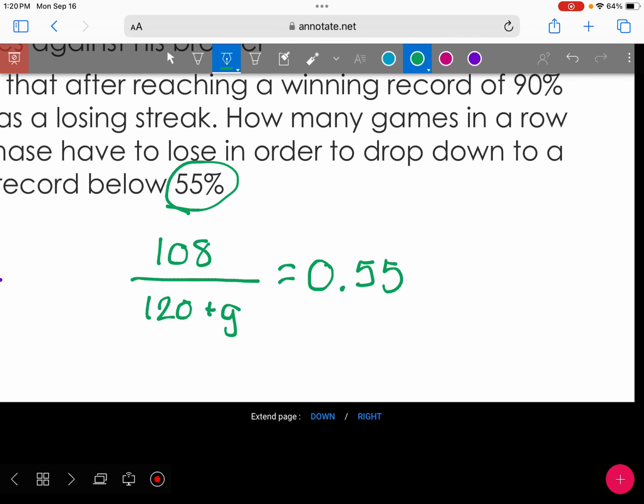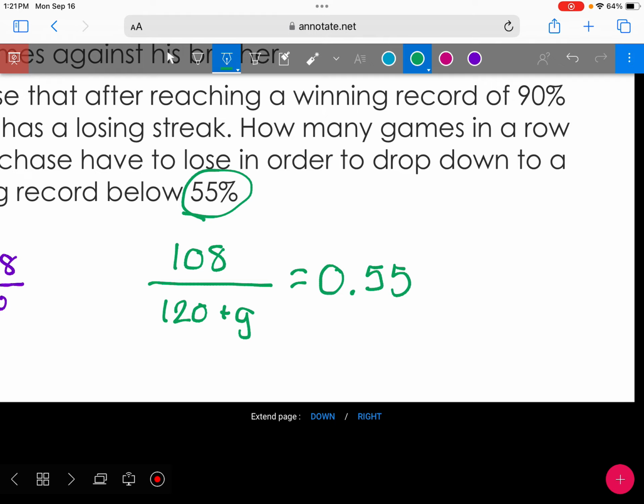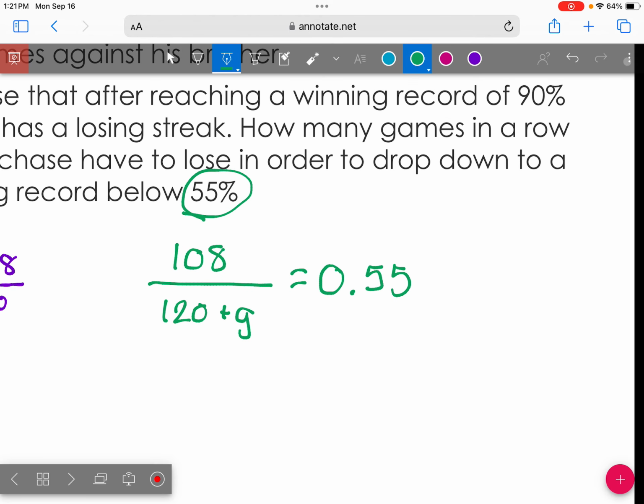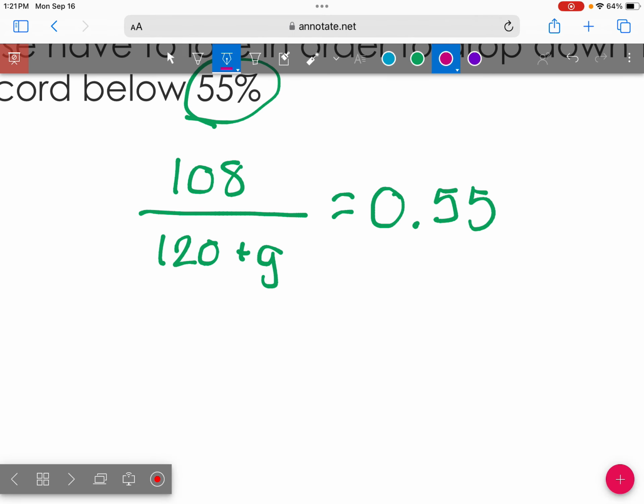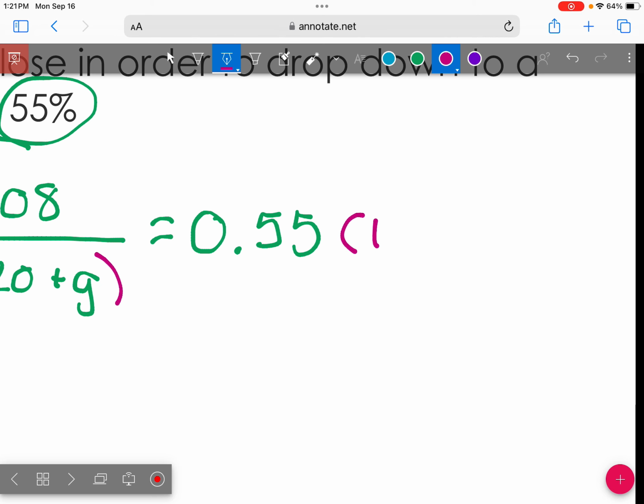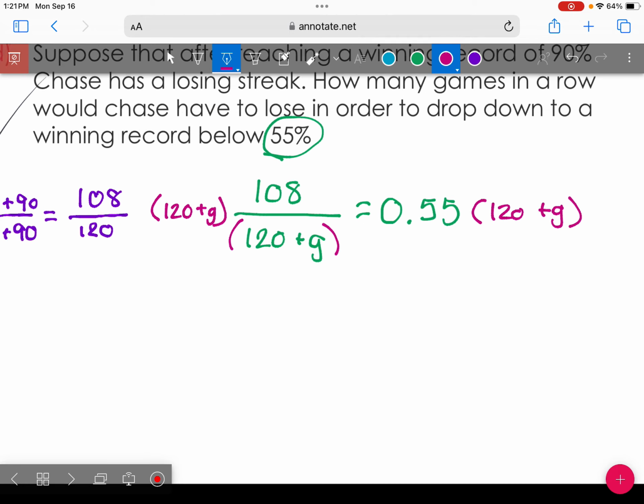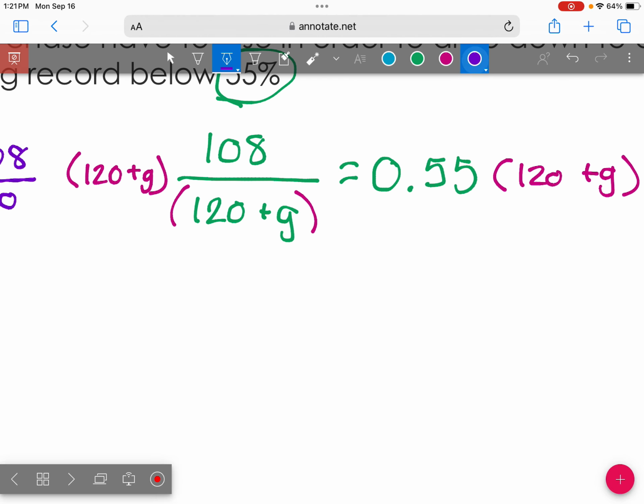What do we do to deal with this? Multiply both sides. Multiply both sides by what? 120 plus G, the thing in our denominator. We're going to multiply both sides by that 120 plus G.